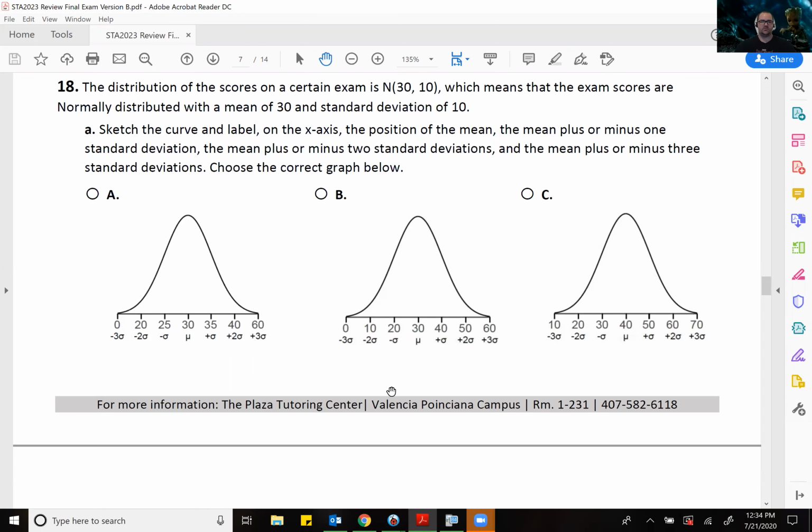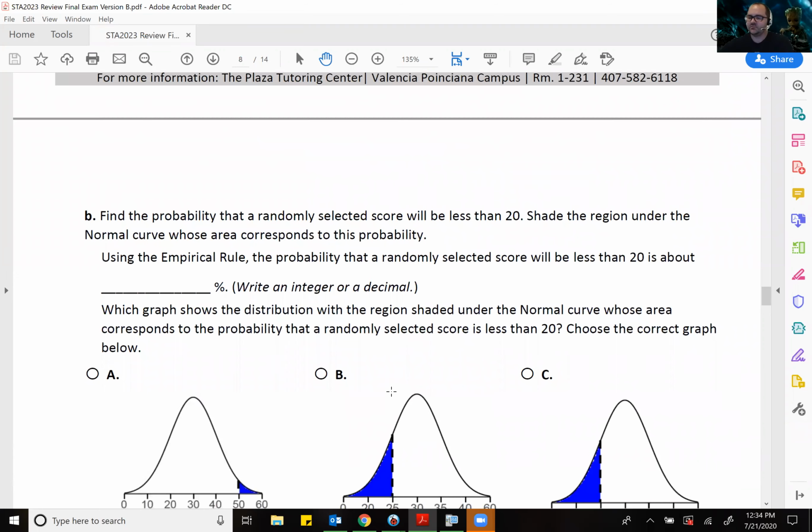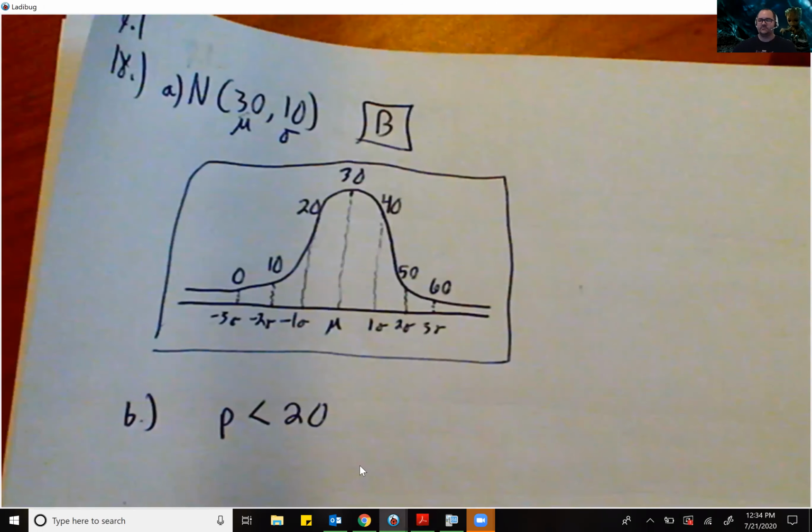Part B says, find the probability that a randomly selected score will be less than 20. Shade the region below the normal curve whose area corresponds to this probability. So we want the probability to be less than 20. Okay, so that's what we're looking at.